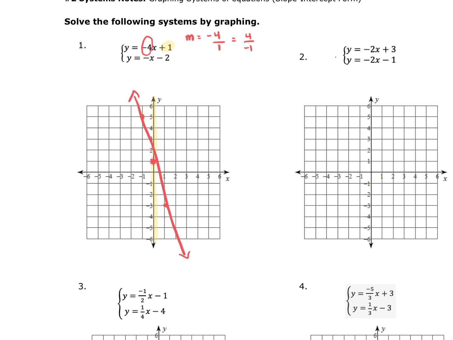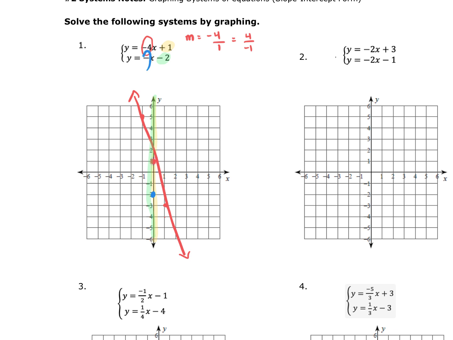Okay, now we're going to graph our second one, y equals -x minus 2. So just like before, we take that b value, this back number, and we're going to graph it on this line right here. So my first dot is going to go on -2. So my first point is -2.